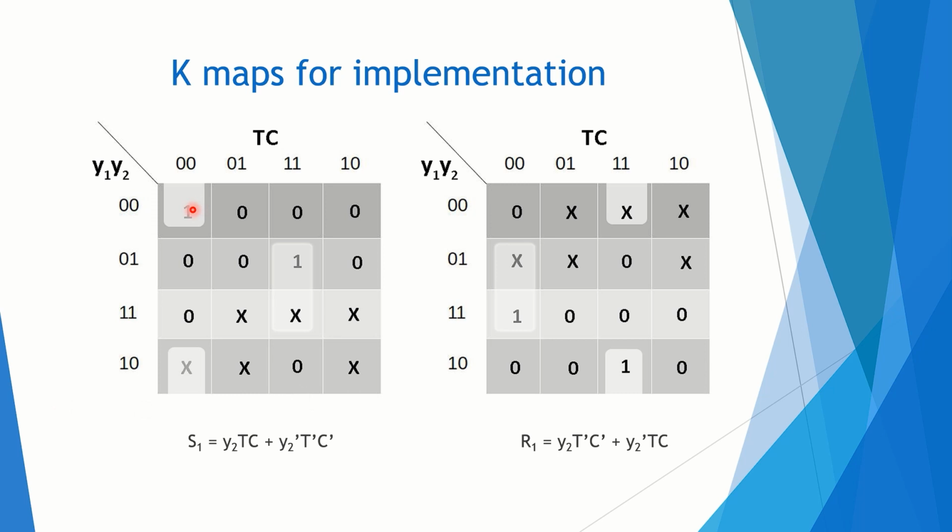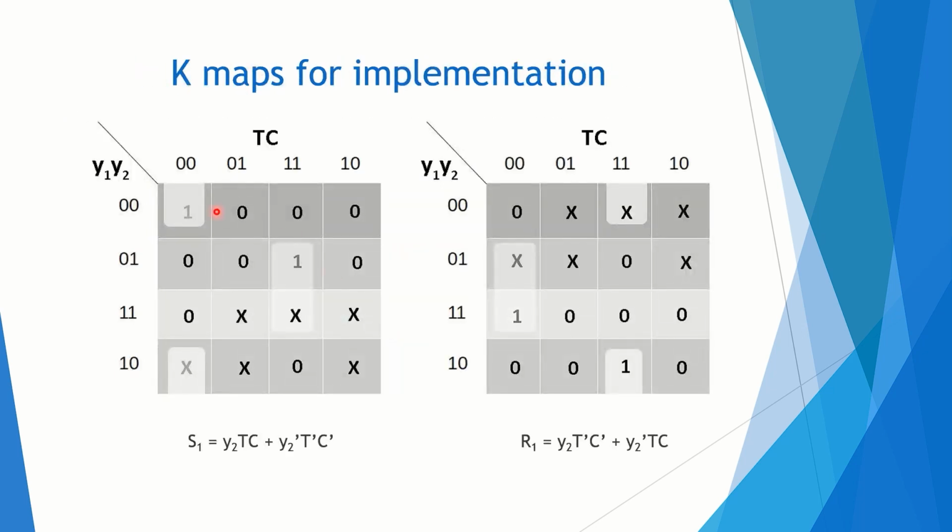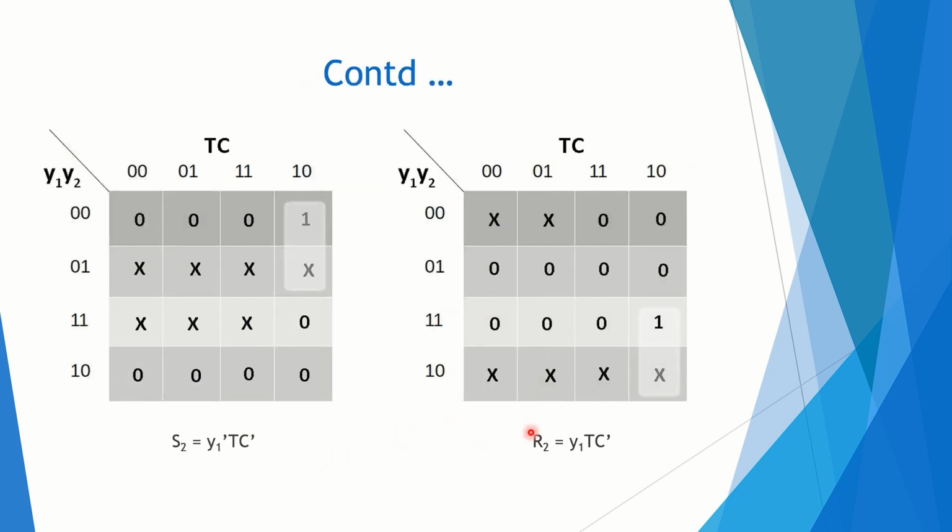You can see here when it is a 0 to 1 transition, it is 1 0 like that. Here we have to fill all the values in the K map. Now we have got the value S1 equal to Y2 T C plus Y2 bar T bar C bar, and then R1 equal to Y2 T bar C bar plus Y2 bar T C. We repeated the same procedure as we have done in the gated latch. You have got S1 R1 and S2 R2, and from these equations we have to make the logic diagram.